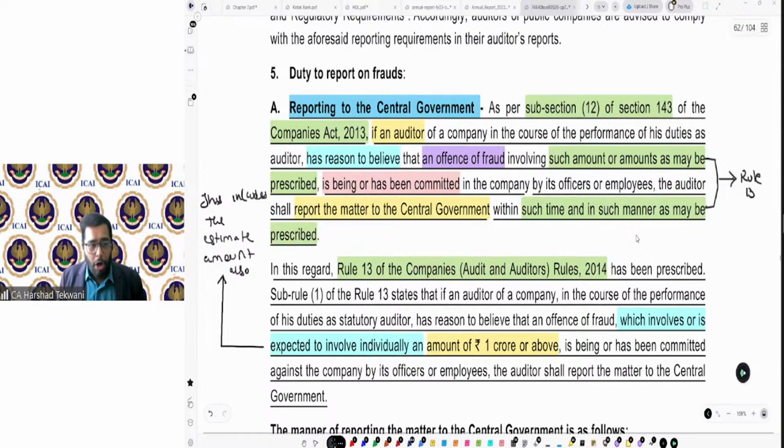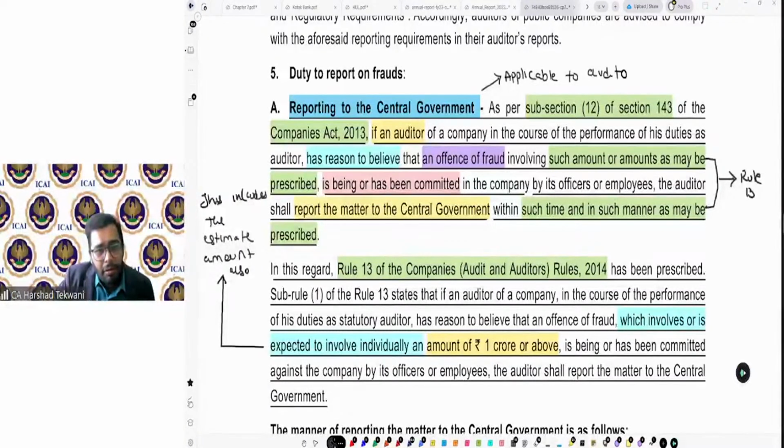It is applicable to all companies. Section 143(12) talks about an auditor of a company, which means all companies. So this is applicable to the auditor of all companies. Simple.